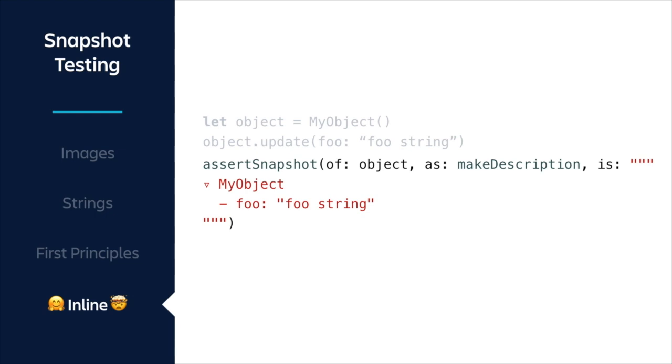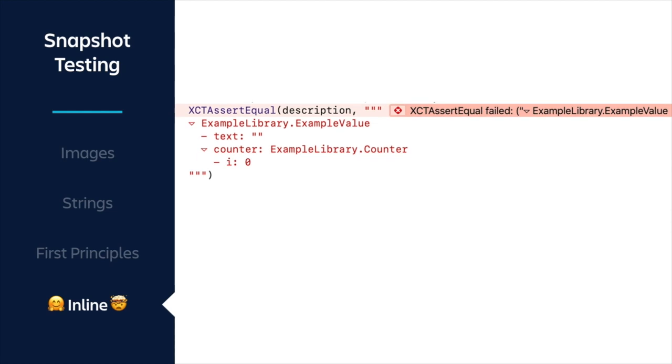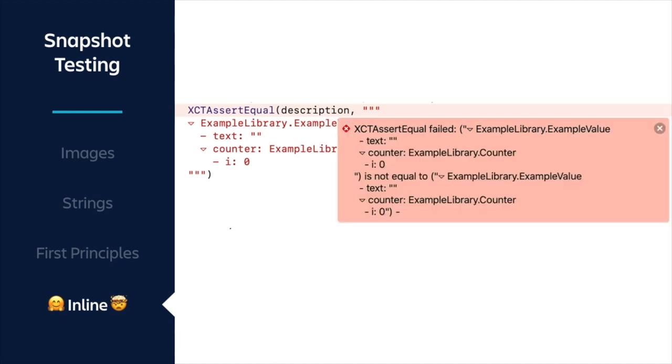So we tried writing this ourselves. But we got this problem, right? You run the test and the test fails because something got updated, and you go and expand this out and you're like, example library, example value, text is empty, counter is something I equals zero, is not equal to example library, example value, text is also empty, okay? And counter library I is zero. Does anyone know why these two strings don't equal? Trailing new line. Yeah, it took me a while to actually find that out.